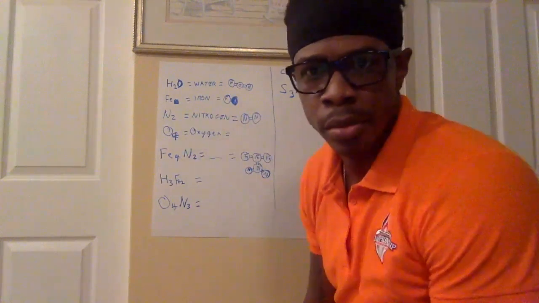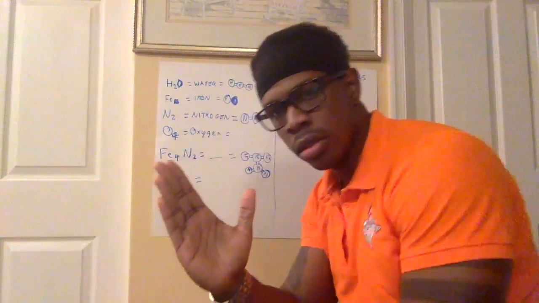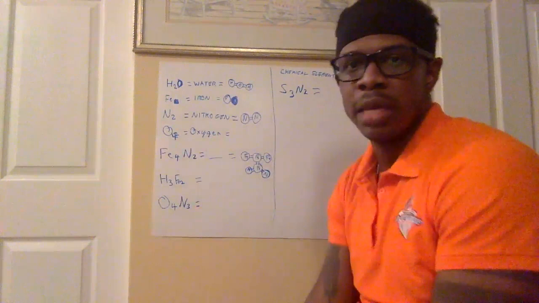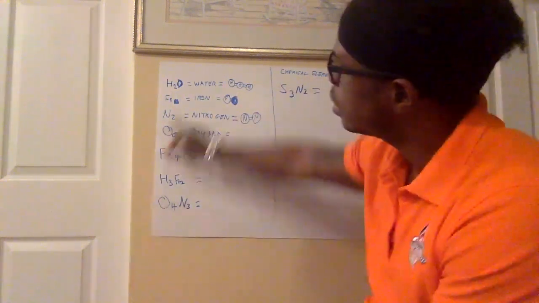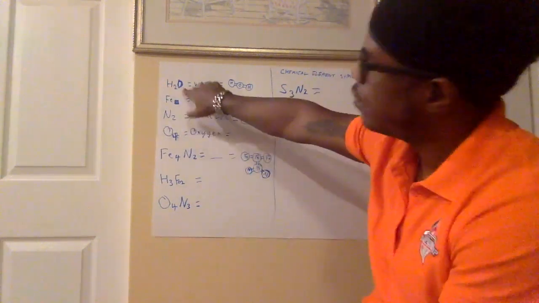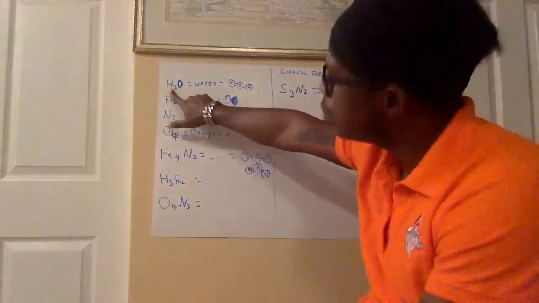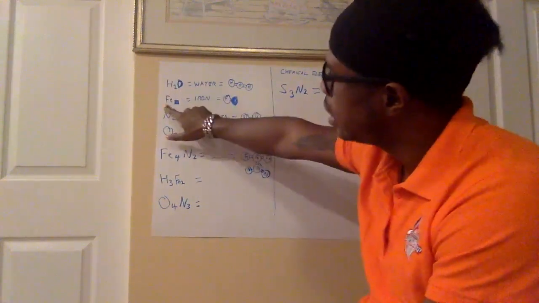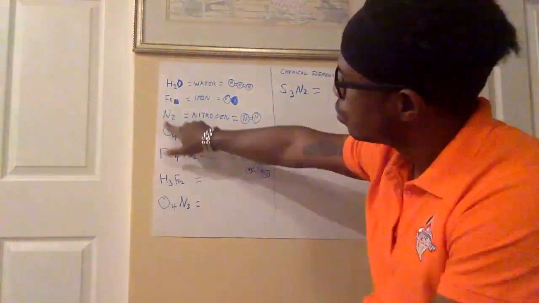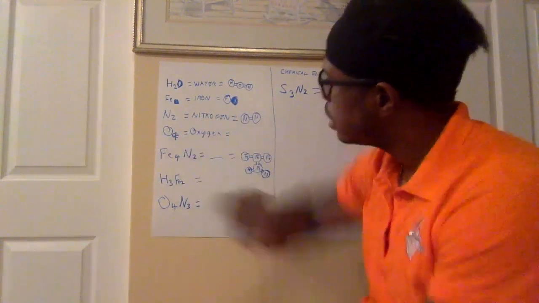Anytime you see the numbers, they're always going to be to the right of the atom that they're referring to. So if you see H2O, it means that there are 2 hydrogen atoms. Every time you see the number to the right of it, that's saying how many atoms there are. And if you see nothing, that means it's just 1. So H2O means 2 hydrogen atoms, 1 oxygen atom. Fe with nothing there just means that there is 1 iron atom. N2, which is for nitrogen, means that there are 2 nitrogen atoms.